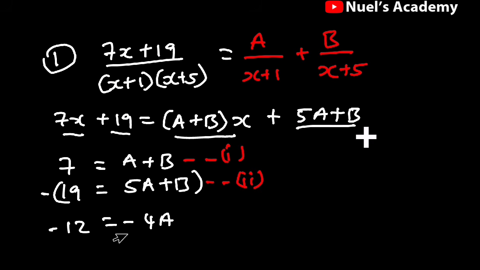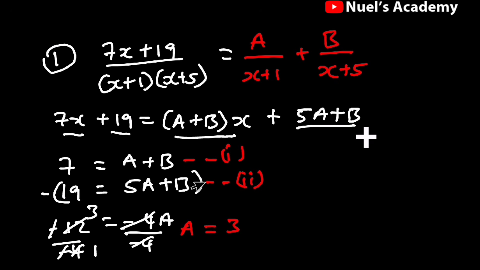So let's divide both sides by negative 4. So this and this will cancel, negative and negative will cancel. 4 divided by 4 is 1, 12 divided by 4 is 3. So we have that the value of a is equal to 3.